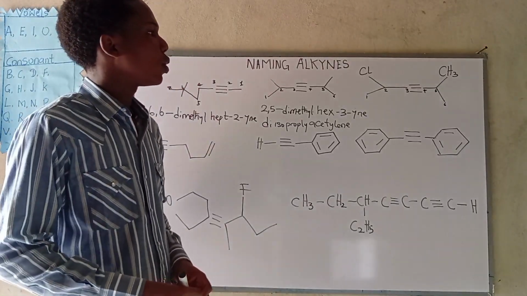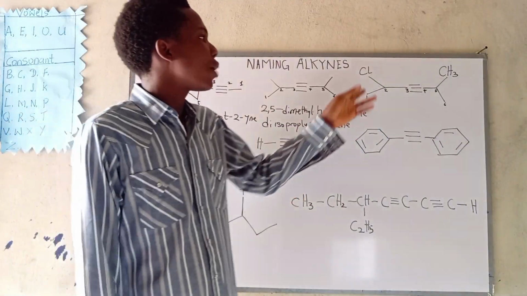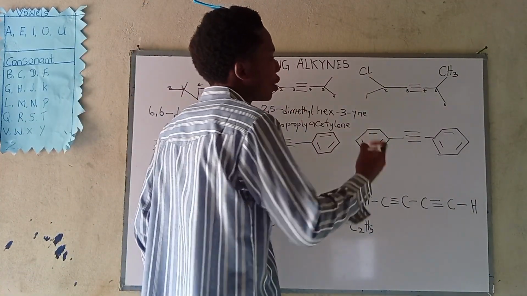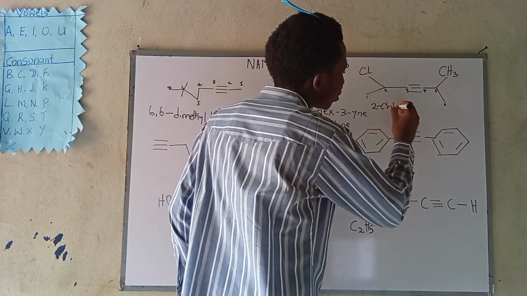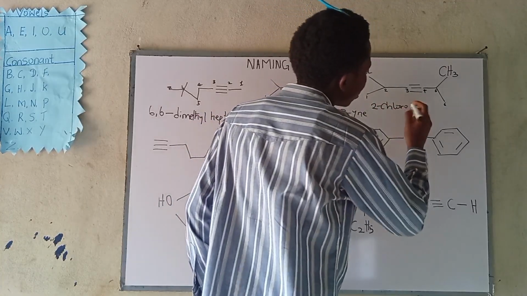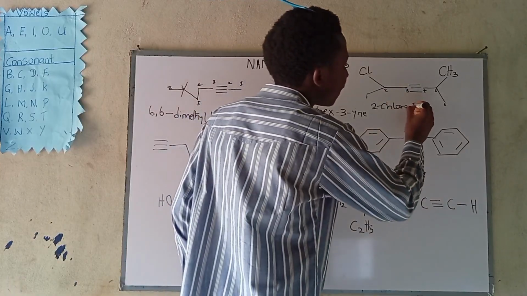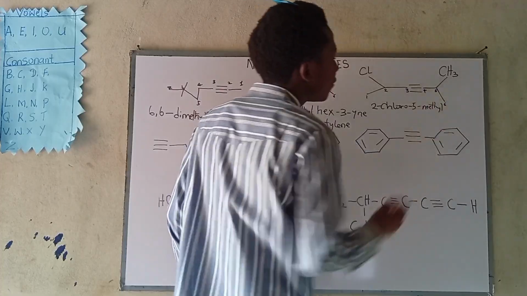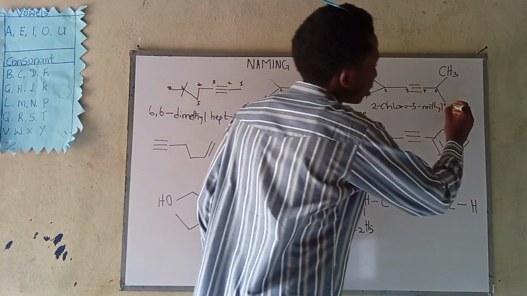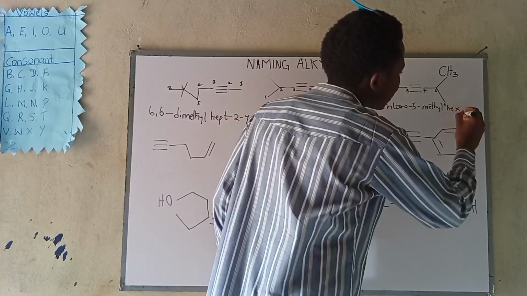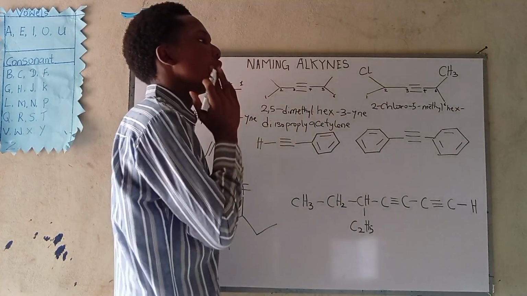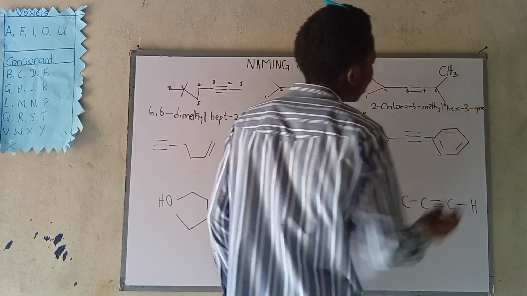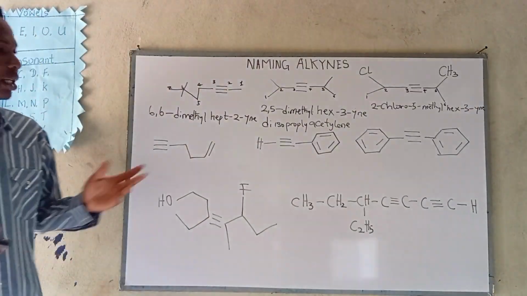Now, what do? We know the position of our triple bond. Now we know the position of our substituents. So now let's write. We can name this the IUPAC way by calling it what? 2-chloro, 5-methyl, hex. Here's what? Position of the triple bond is what? Hex-3-yne. Alright, that is for that.